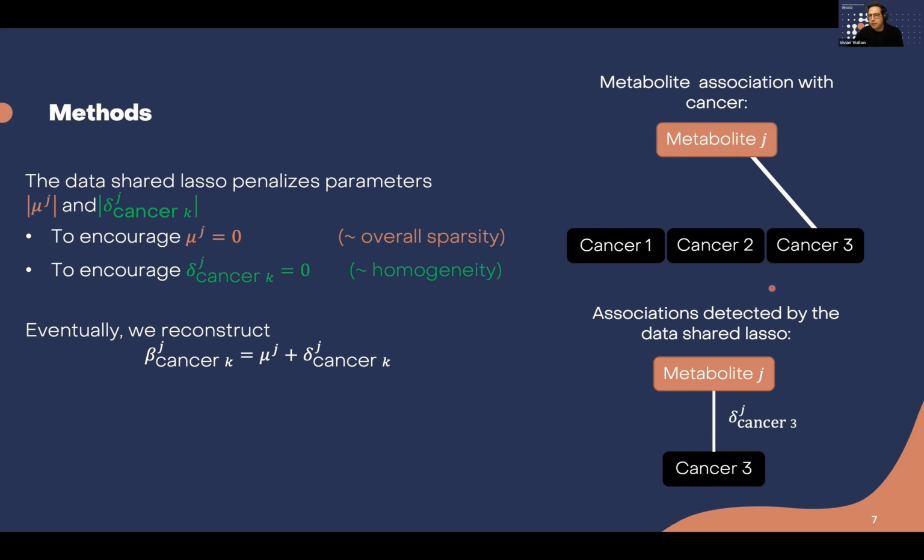And in the second example here, where the metabolite is only associated with cancer type 3, the data shared lasso should be in the position to identify that there is no overall association with cancer, no type-specific deviation for cancer type 1 and cancer type 2, but a non-zero type-specific deviation for cancer type 3. And so in this case, using the data shared lasso would be somehow equivalent to using only the data for cancer type 3 to study the association between metabolite J and cancer type 3, which is, again, the optimal strategy in this case.